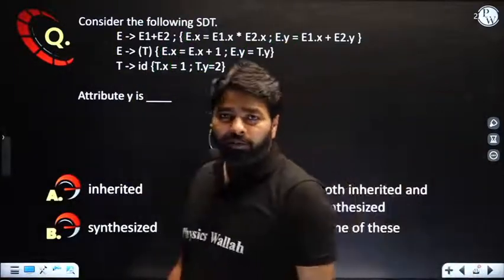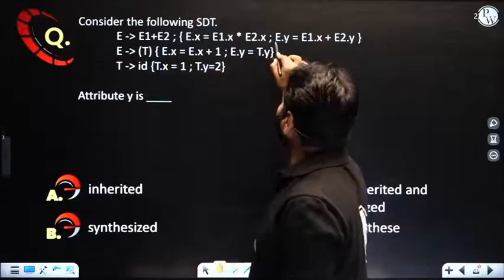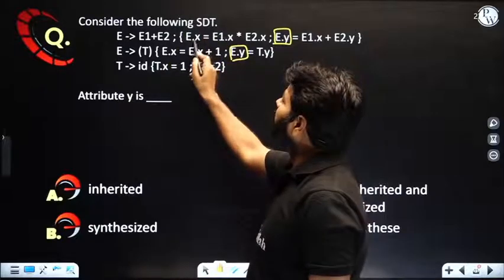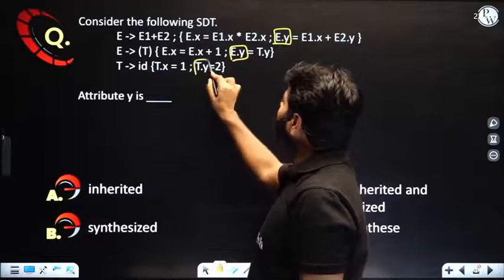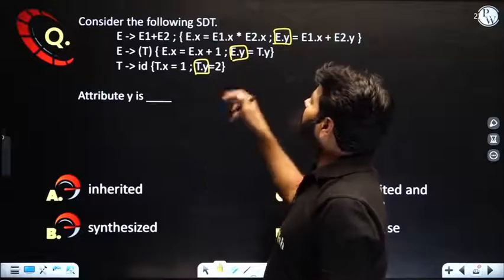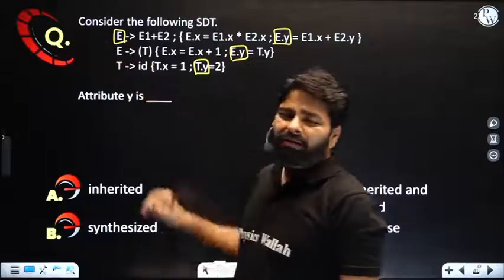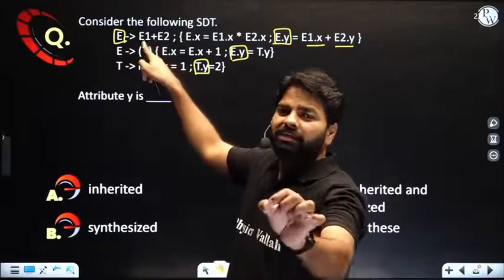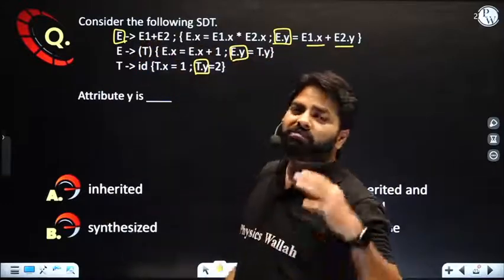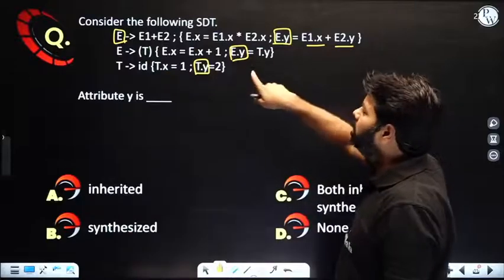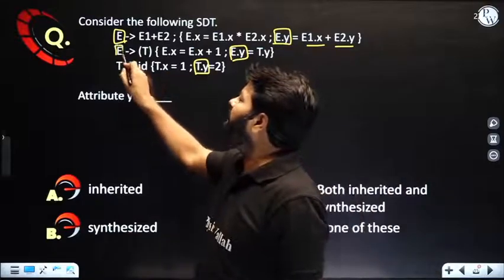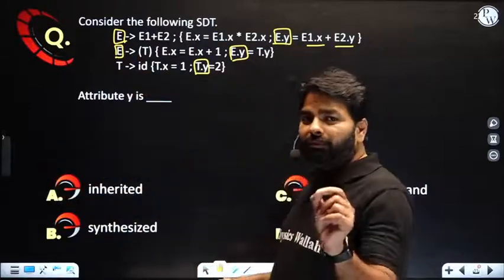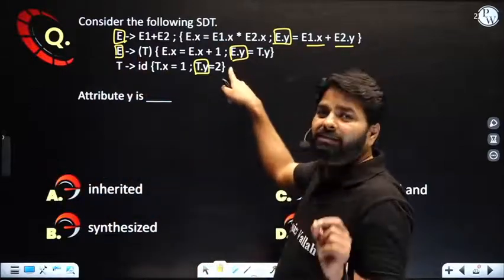What is Y? Because now the focus is only on Y's. Don't look at this side, don't look at this E dot X at all. Only look at this. Now what is E? E here is depending on its children, right? E1 and E2. So it's very easy. Y at this point is synthesized. But at this point, you are computing at E by depending on T. T is the child of E. So here also Y is synthesized.